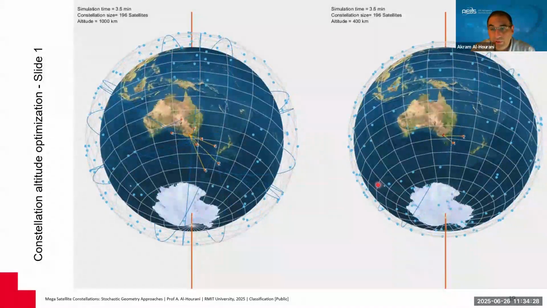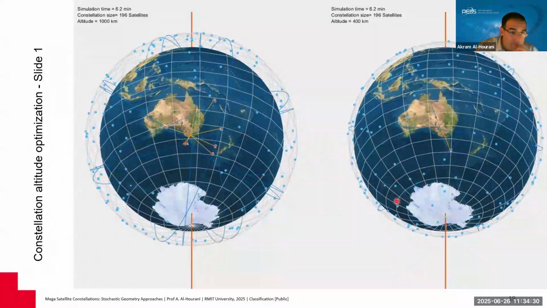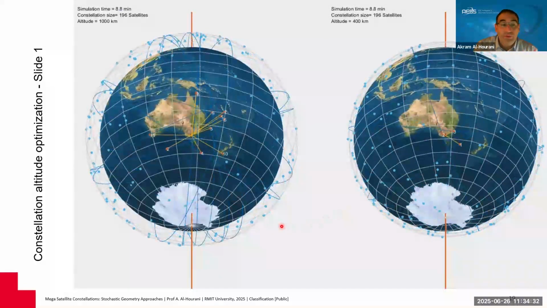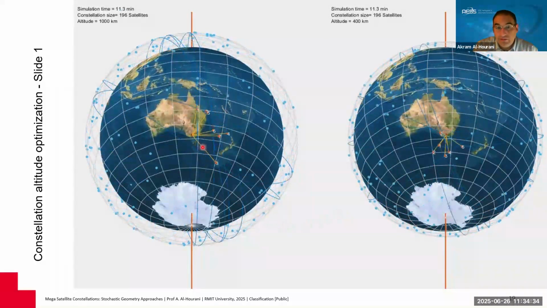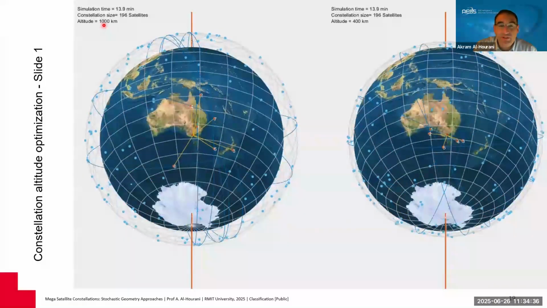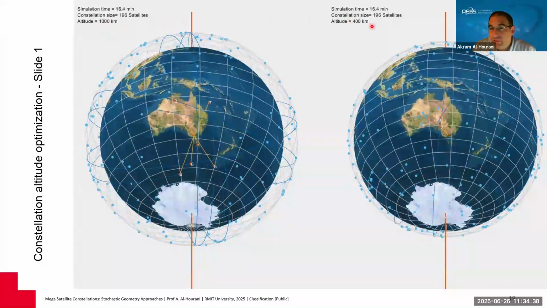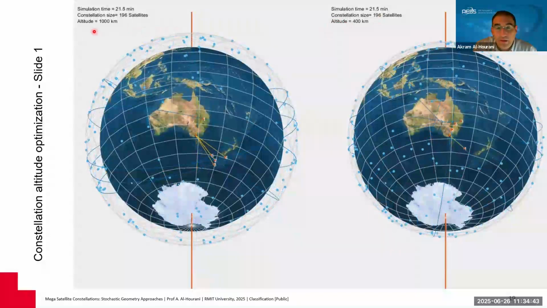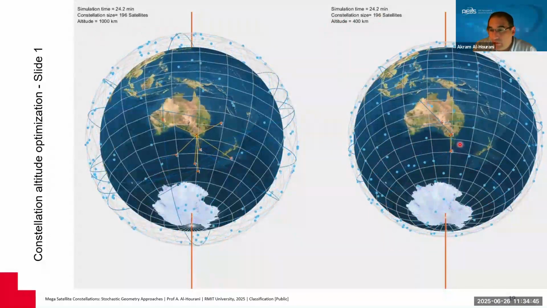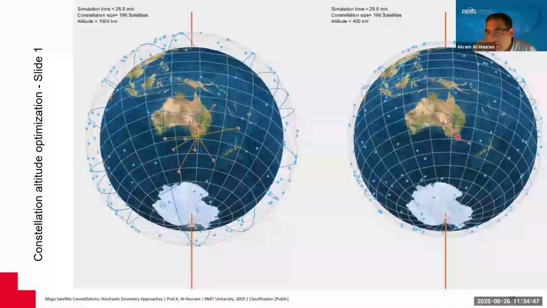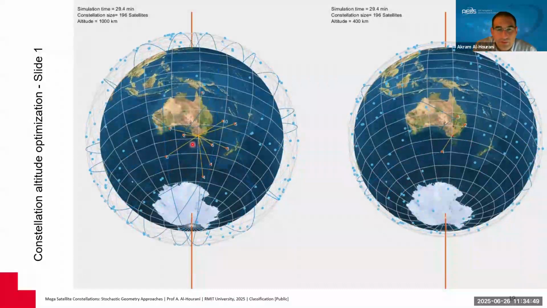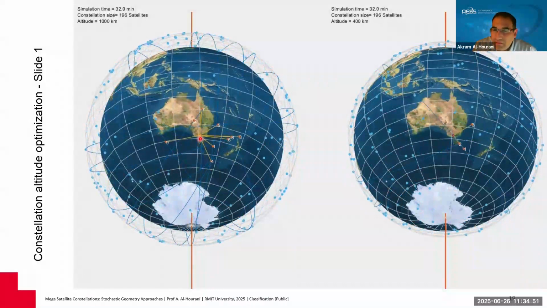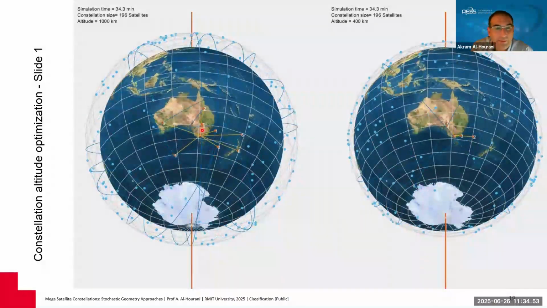Another example where you could use stochastic geometry is to optimize the altitude of a satellite. Should I put my constellation at 1,000 kilometers? Should I put it at 400 kilometers? Let's see the difference. At 400 kilometers, I will be able to see fewer satellites at a given moment, while at 1,000, I will be able to see more satellites. So what's the difference? Which one would be better?